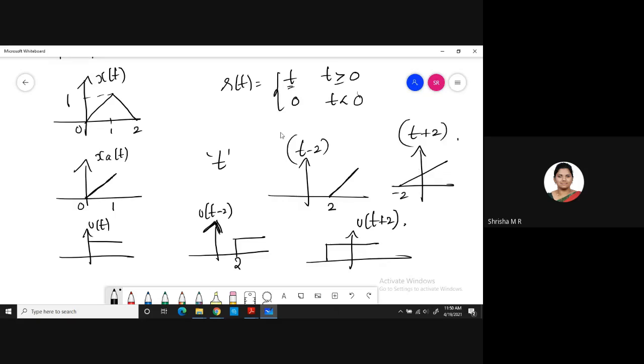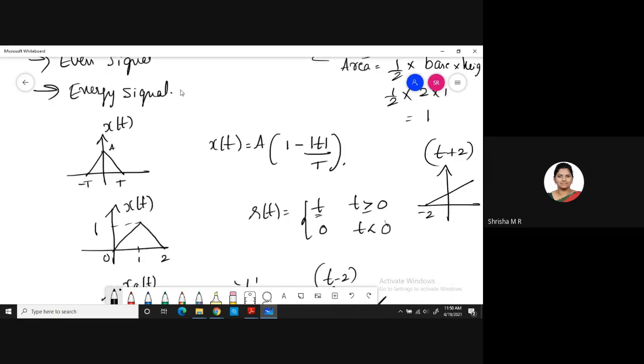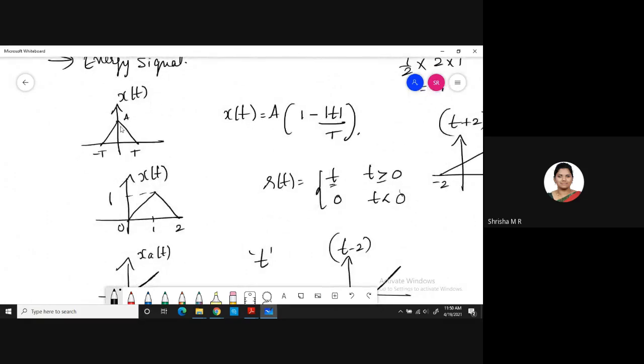So now we'll go back to our signal. This is our signal which we are trying to find the equation for. So what is the equation for this? Try to imagine from 0 to 1, the equation is t. Okay, from 1 to 2, what is the equation?